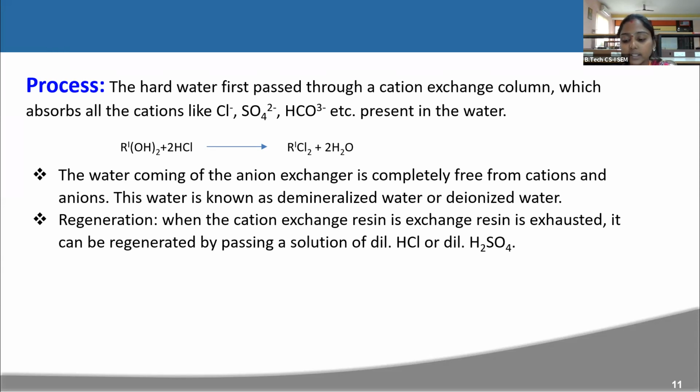So the H plus ions released in the cation exchange column and OH minus ions released in the anion exchange column combine to form the water molecule. Next, regeneration. When all the exchangeable H plus and OH minus ions of the cation and anion exchange resins get exchanged with the cations and anions present in the water, the ion exchange resins are said to be exhausted. Then they are regenerated using dilute HCl and dilute NaOH solutions. Regeneration of cation exchange resin: RNa plus H plus gives rise to RH plus and Na plus. Regeneration of anion exchange resin: RCl plus OH minus gives rise to ROH plus Cl minus.